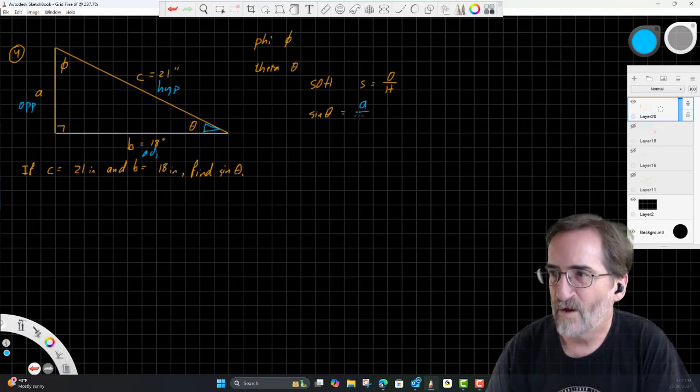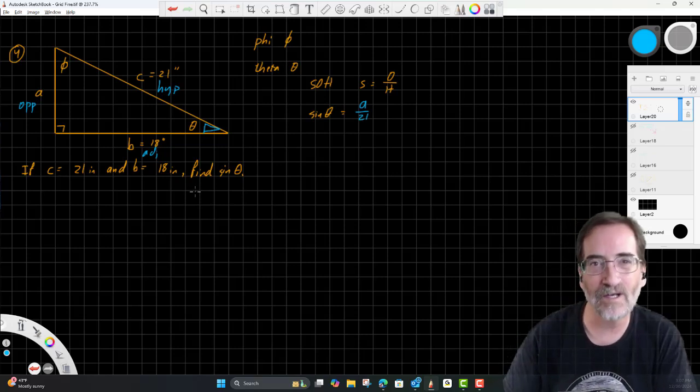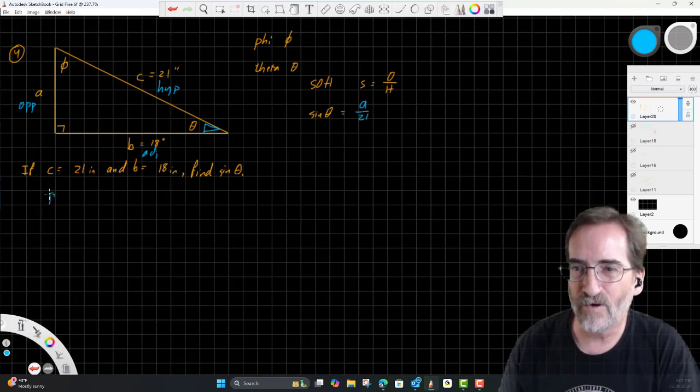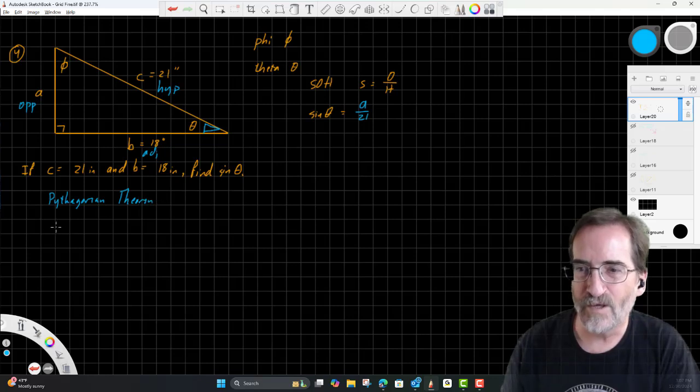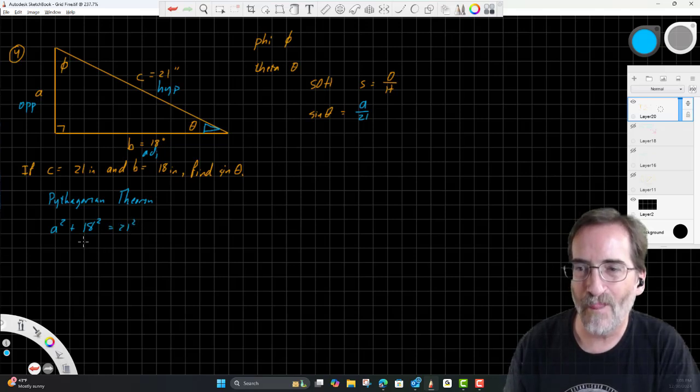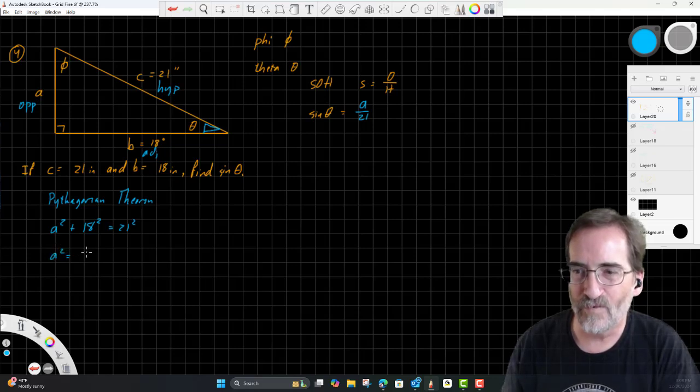There's a problem. A over 21. We don't know what A is right now. Therefore, we've got to use the Pythagorean theorem to find it. So the Pythagorean theorem says A squared plus B squared equals C squared, literally the way it is right here. A squared plus 18 squared equals 21 squared. Okay. And let's see here, A squared equals 21 squared minus 18 squared, square root.